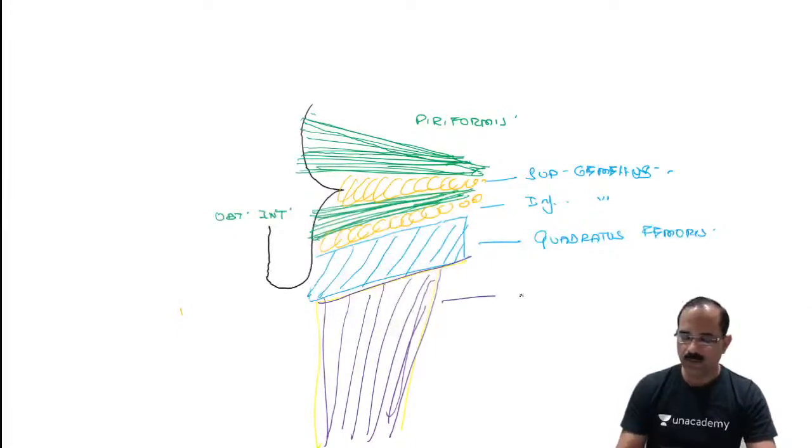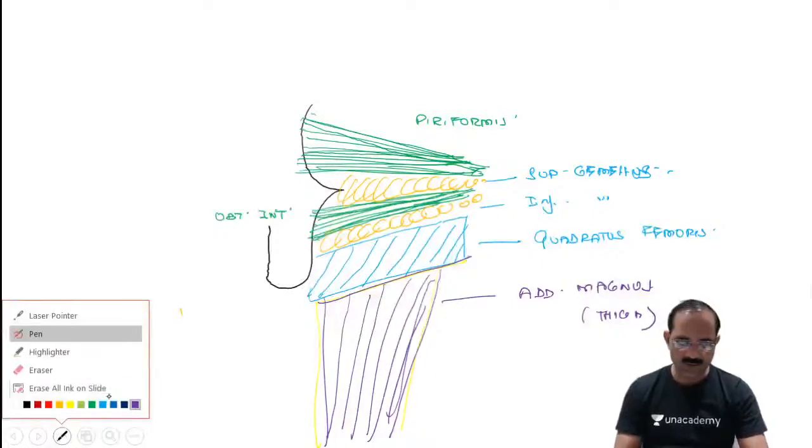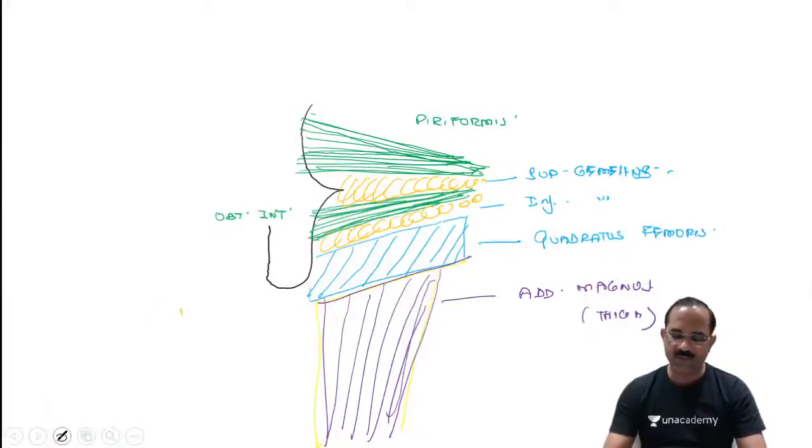This is the adductor magnus, in the thigh. This is a thigh, so that's adductor magnus. Why am I telling you all these things, students? Because I want you to know this.